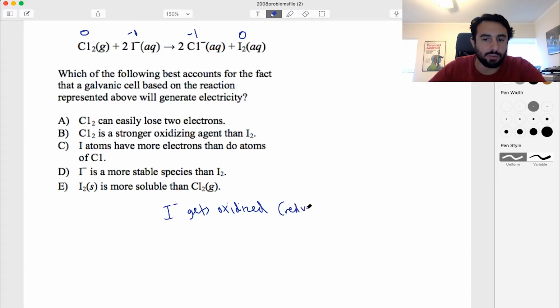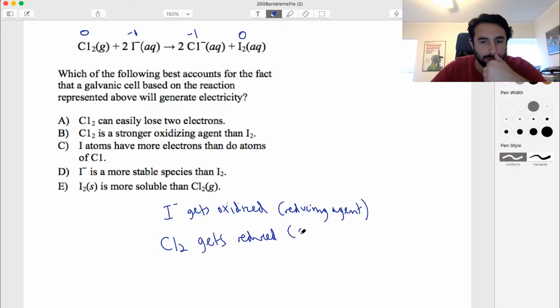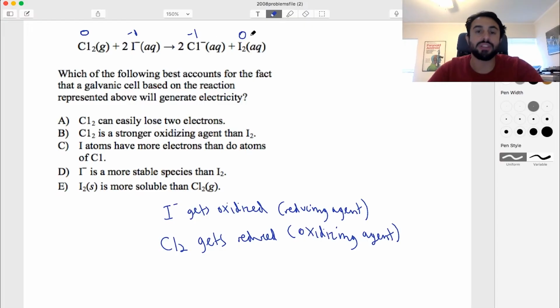So it is the reducing agent. And Cl2 gets reduced, so it is the oxidizing agent. Now, they're telling us that this generates electricity. So this is a favorable process. If this were not favorable, it would go the other way, right? One of these is a stronger oxidizing agent, right? If we were to reverse this, then I2 would be getting reduced and would therefore be the oxidizing agent, right?